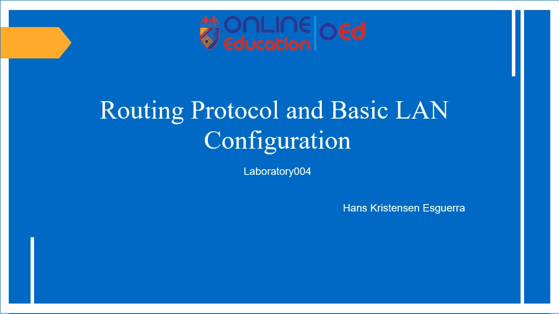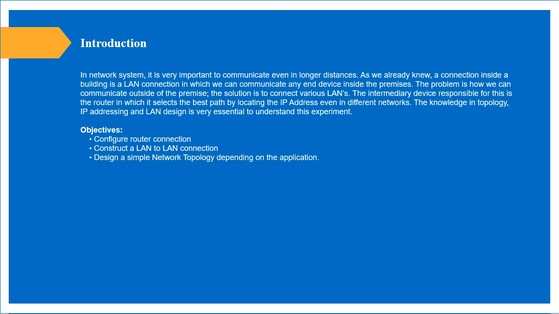This is laboratory experiment number 4, routing protocol and basic LAN configuration. In a network system, it is very important to communicate even in longer distances. As we already know, a connection inside the building is a LAN connection in which we can communicate with any end device inside the premises. The problem is how we can communicate outside of the premises. The solution is to connect various LANs.